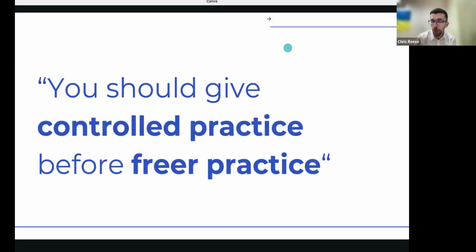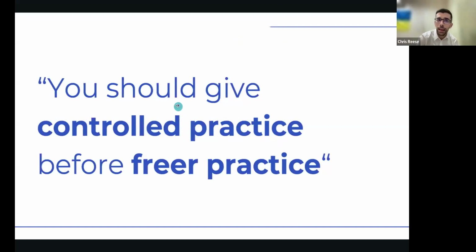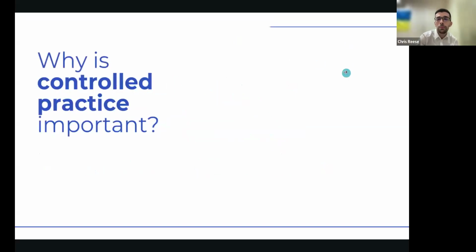The last one that we're going to look at is one which we talk quite a bit about on some courses, like the Delta Module 1, which is that you should give controlled practice before freer practice. In other words, we should give simpler, easier exercises before we move on to harder, more complicated exercises. And why is this important?